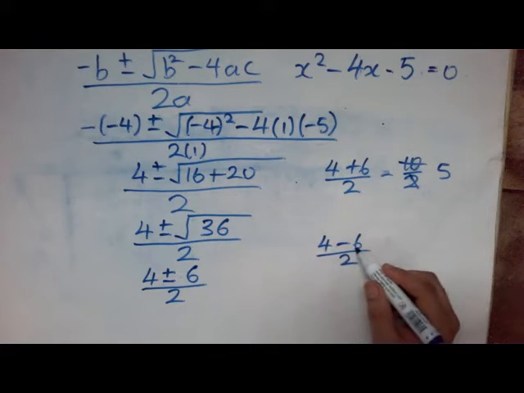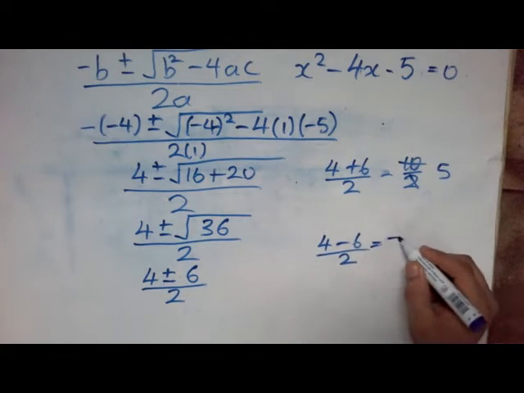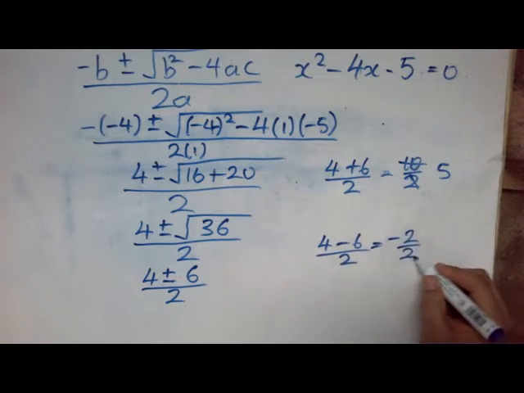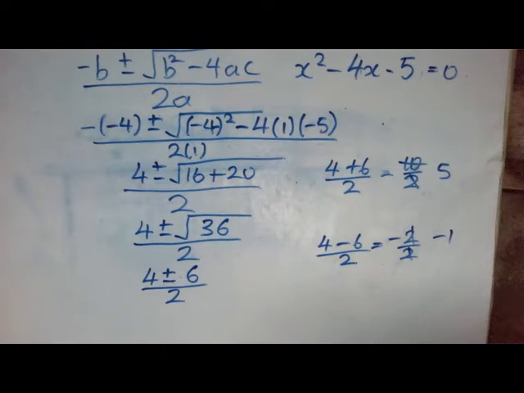Then we'll have 4 minus 6. The smaller number is minusing a bigger number. So it will be a negative number, minus 2 all over 2. 2 into 2 will give us minus 1. So in this problem, our answer becomes x equal to 5 or minus 1. Very, very simple, isn't it?